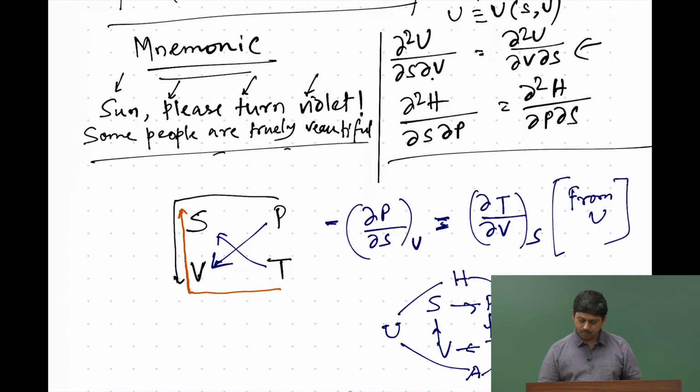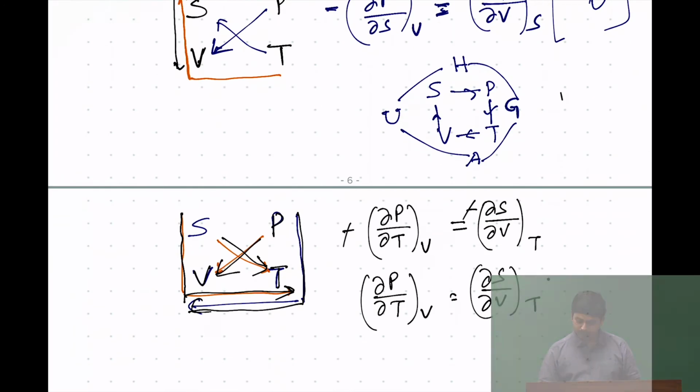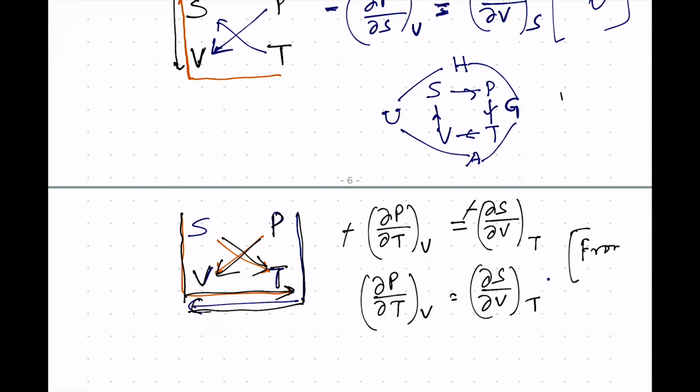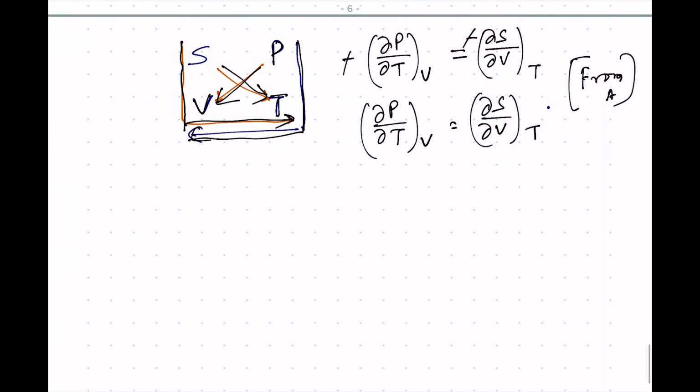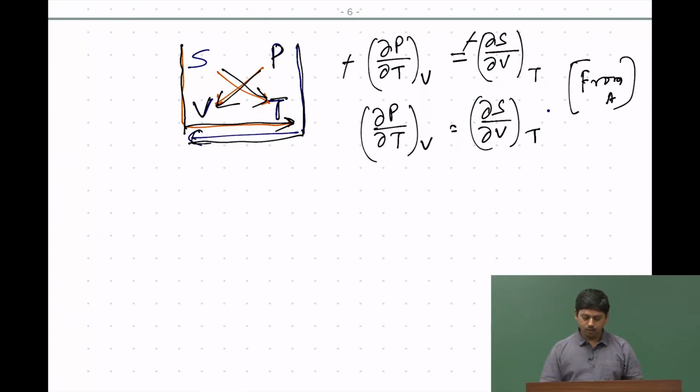So, this is from A. Now, similarly from G we can get that, and from H also we can get that. So, we will get all of them. So, let us do another one.